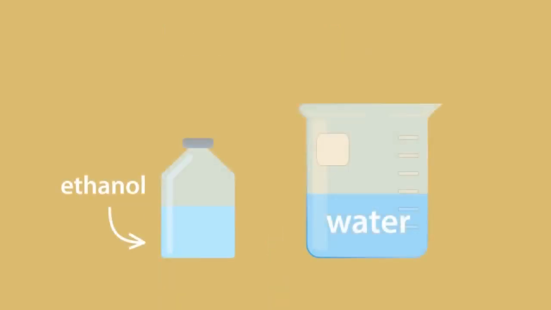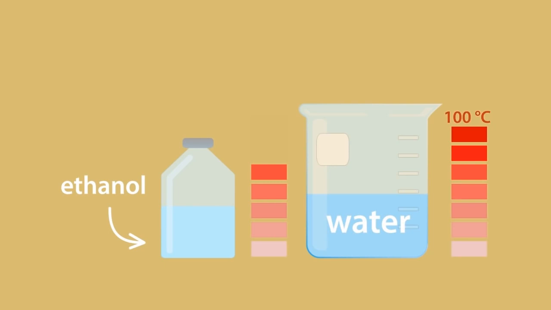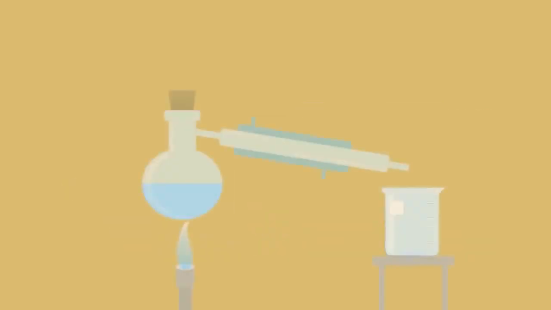To separate ethanol from water, we must take into account the fact that these substances have very different boiling points. Water boils at 100 degrees Celsius, whereas ethanol boils at 78 degrees Celsius. This mixture can be separated by simple distillation.